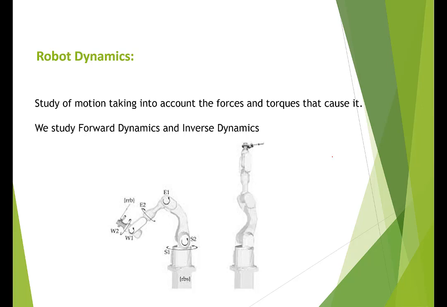And again, we have a forward and inverse dynamic problem. The forward dynamic problem is usually what should be the torque of the motors in order to get a desired force and torque at the robot end effector. This is called forward dynamics. Inverse dynamics is the opposite. If we have some forces and torques applied at the robot end effector, what should be the torques or forces of the motors? This is what we call the inverse dynamic problem.